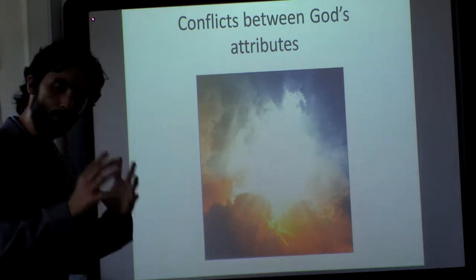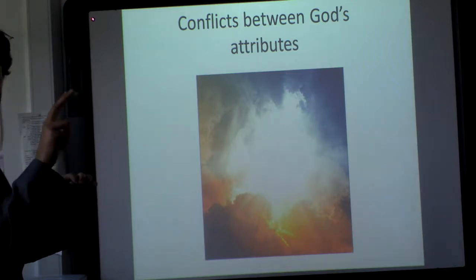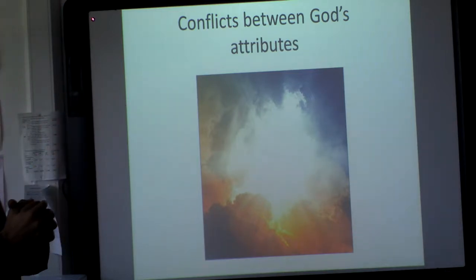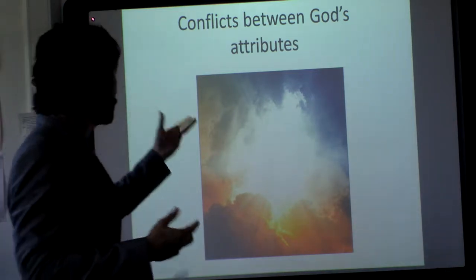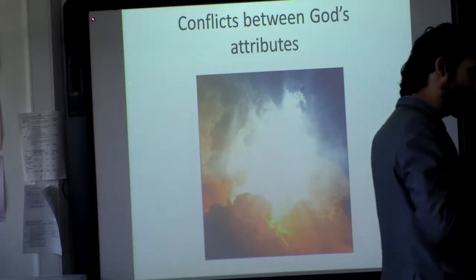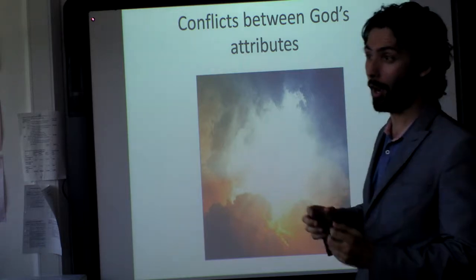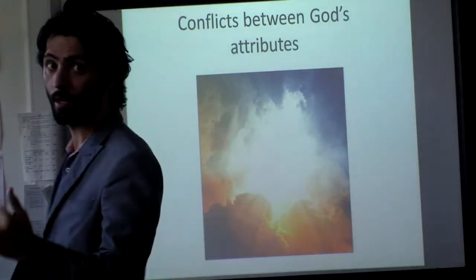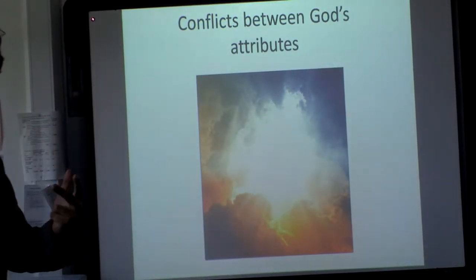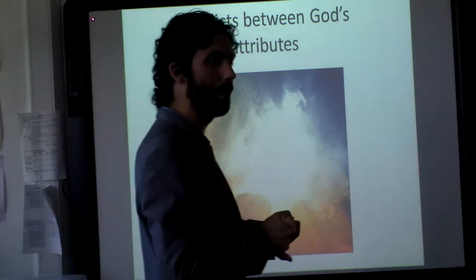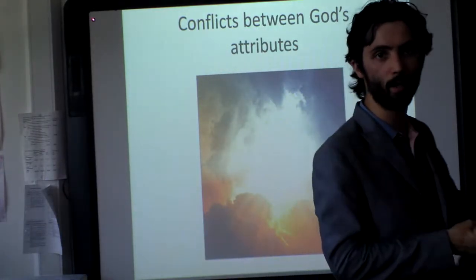Now, if you look at the chapter, it treats those three attributes separately. But another thing it talks about is the conflicts that can arise between those attributes. So, historically, many philosophers have argued that God, if he exists, cannot have all three of omnipotence, omniscience, and omnibenevolence. And there are various ways in which that might be the case. And we're going to look at those conflicts today.